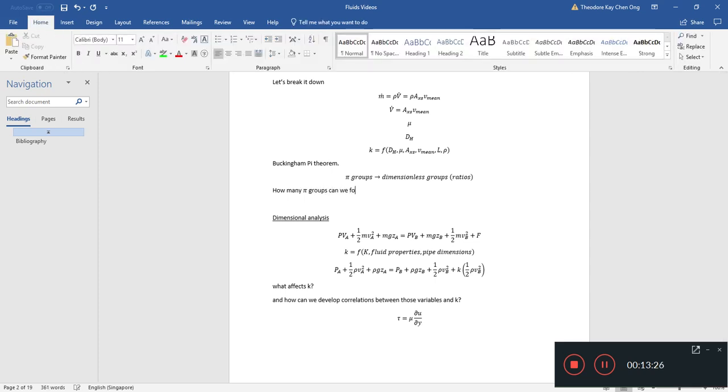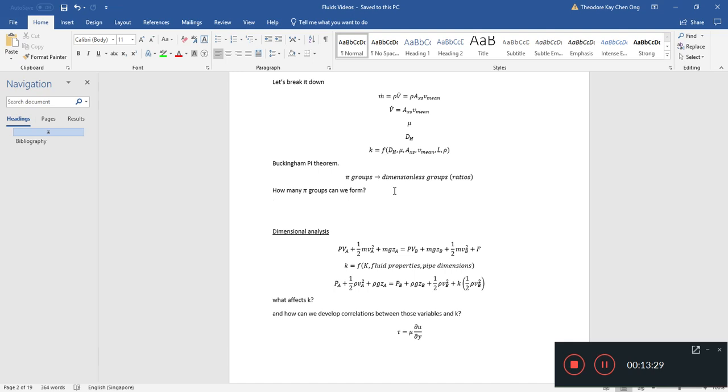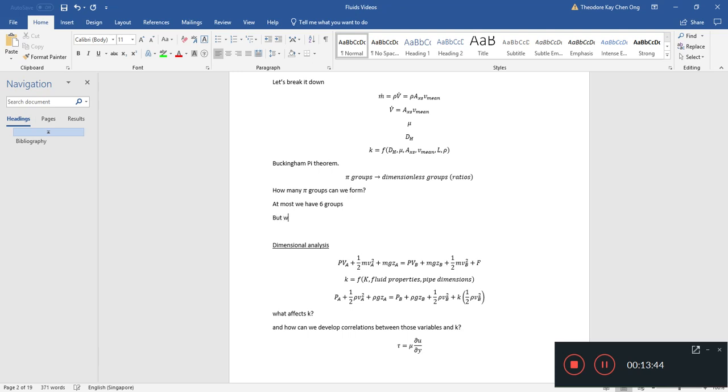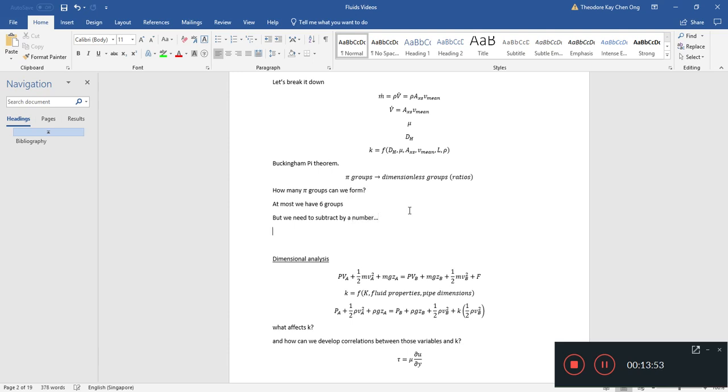How many pi groups can we form? So Buckingham's Pi Theorem says, okay, let's say you have 6 variables here. So the number of pi groups, well, at most, we have 6 groups. But we need to subtract by a number. So what number are we trying to subtract it by? Well, the number that we try to subtract it by depends on the dimensions of these variables. What am I talking about?